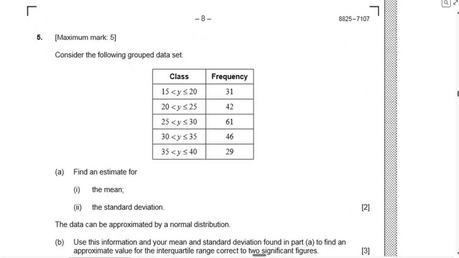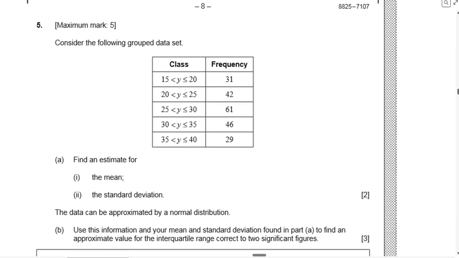On to question 5, and we have completed 1 to 4 already, so go check out the playlist. This is November 25, paper 2, TZ3, and HL, of course.